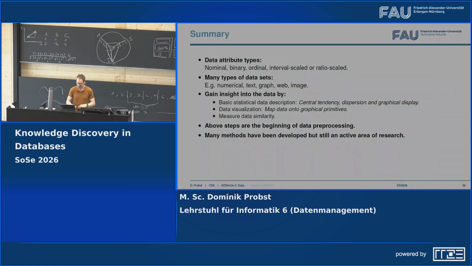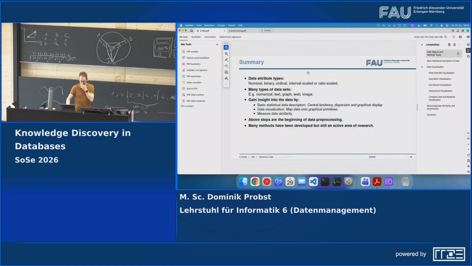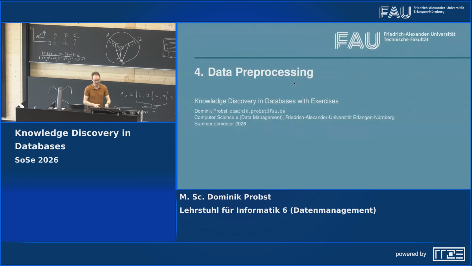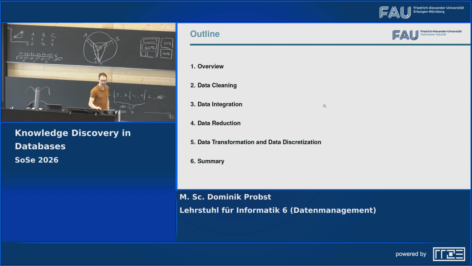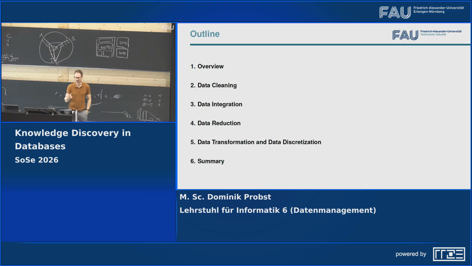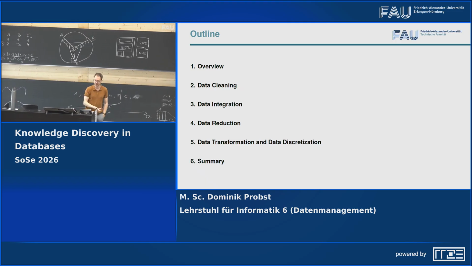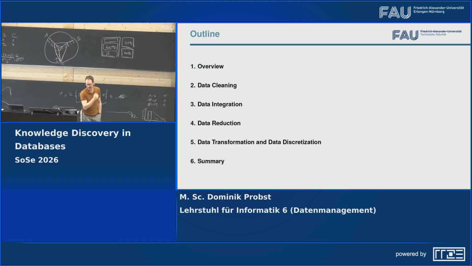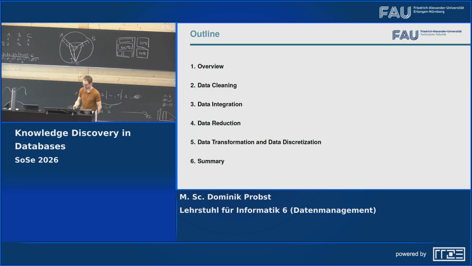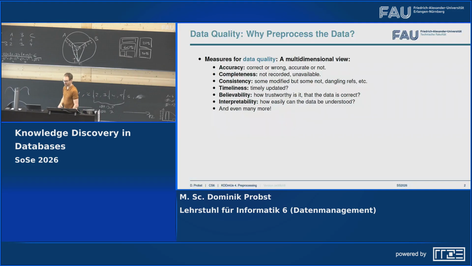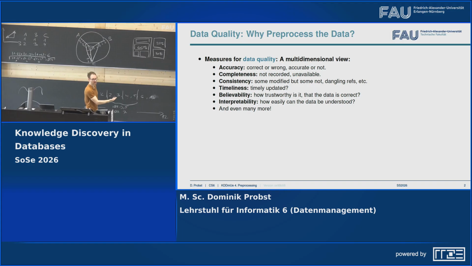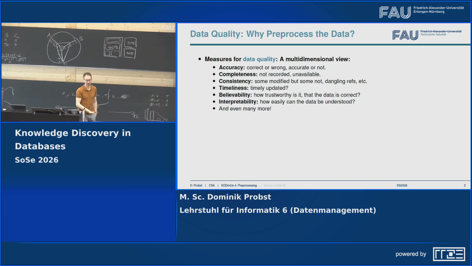Okay. Then let's get to the next chapter, which is data preprocessing. In data preprocessing, we will talk about data cleaning, data integration, data reduction, data transformation, and discretization, which are the most important preprocessing steps we have to perform. Why do we need that? Because data quality is very important for our later methods.